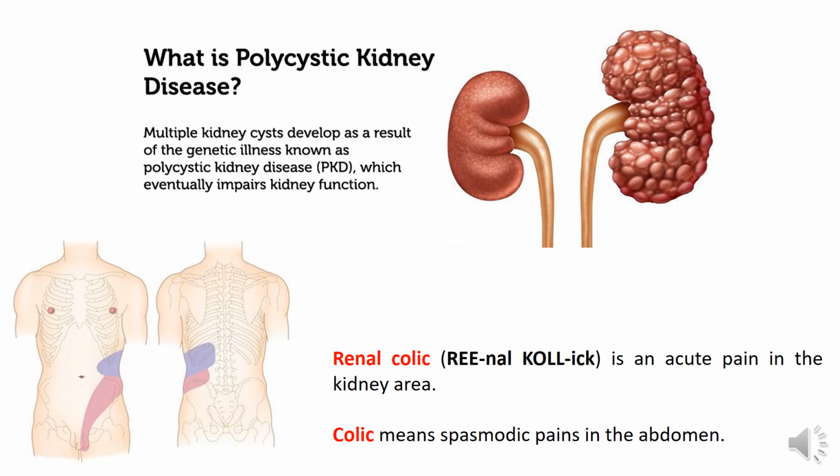Colic means spasmodic pain in the abdomen, and the shape at the bottom describes the sites of renal colic from the loin to the groin. The term loin to groin pain means the pain originates from the loin, from the kidneys, and radiates down to the groin and maybe down to the testes.